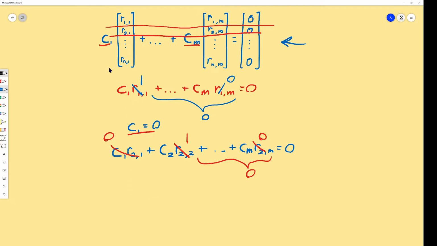And so we find that the next scalar in our linear combination is equal to 0, that C2 is equal to 0. And we can just keep doing this all the way to Cm, which we find is equal to 0. All of the coefficients, all of the scalars in this linear combination of the rows of the matrix are equal to 0, which means that the only linear relationship of this kind is the trivial relationship.